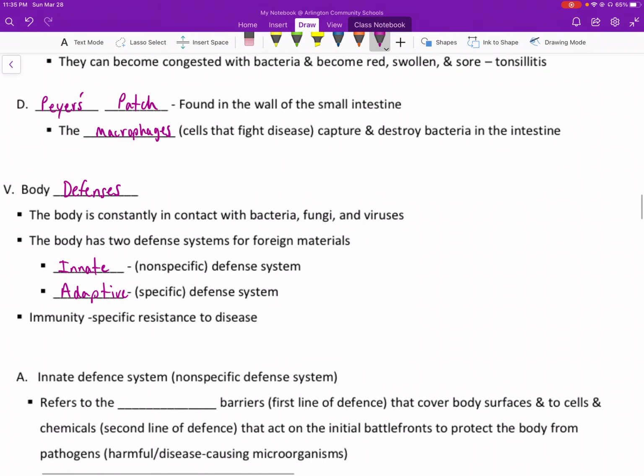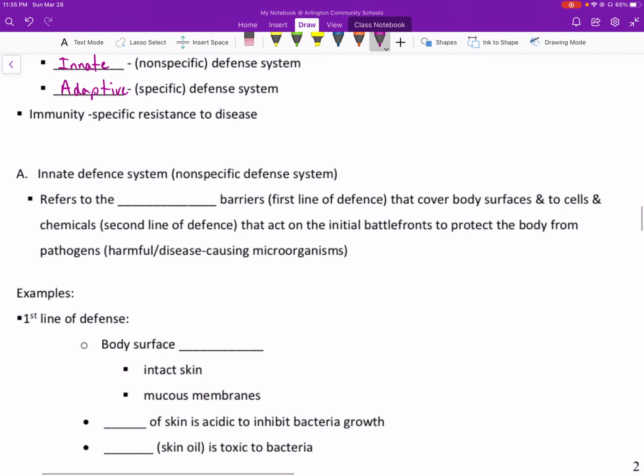Now, we have innate defenses, which is our non-specific, and it refers to the mechanical barriers in the first line of defense, that covers the body surfaces, and to cells and chemicals, which is the second line of defense that acts on the internal battlefront to protect the body from pathogens, or what we call harmful or disease-causing microorganisms.